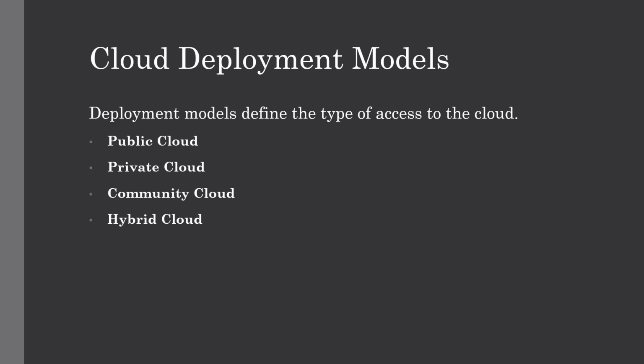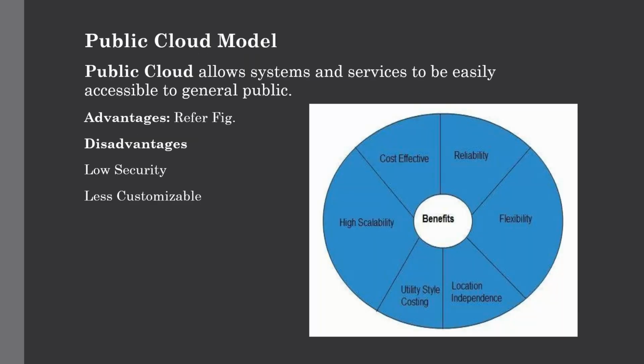For example, how the cloud is located. So a cloud can have any of the four types of access that I have given here. First one is a public cloud, second is a private cloud, third is a community cloud, and fourth is a hybrid cloud. So we'll go through each type of the deployment models. The first model is the public cloud model.